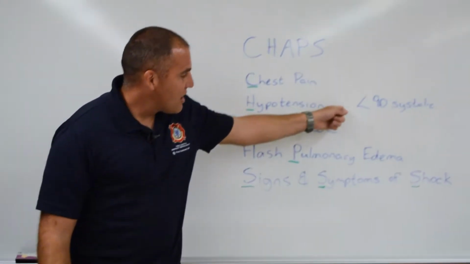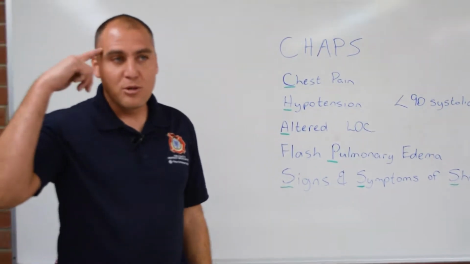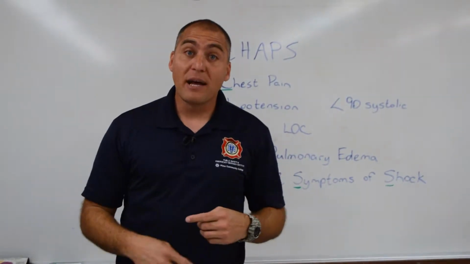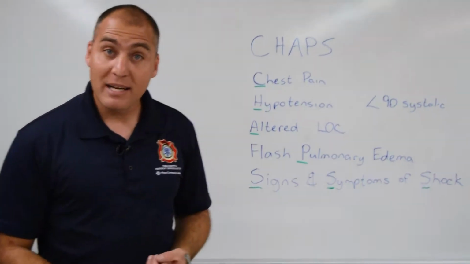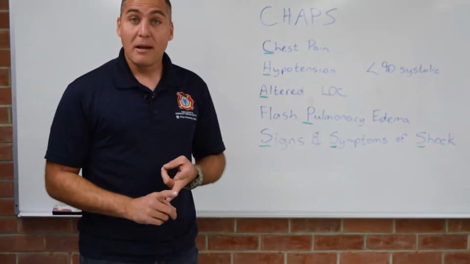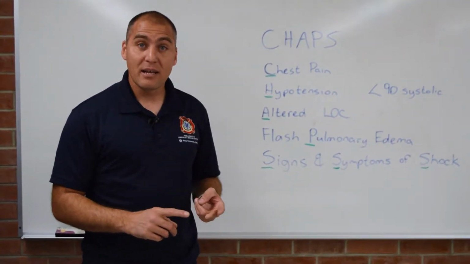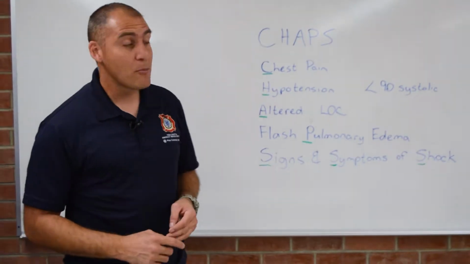Again, if we have a systolic less than 90 and we're not able to perfuse the brain, then we might start seeing some effects. Some confusion might start to set in. They may not be able to answer simple questions like being alert to person, place, time, or event.